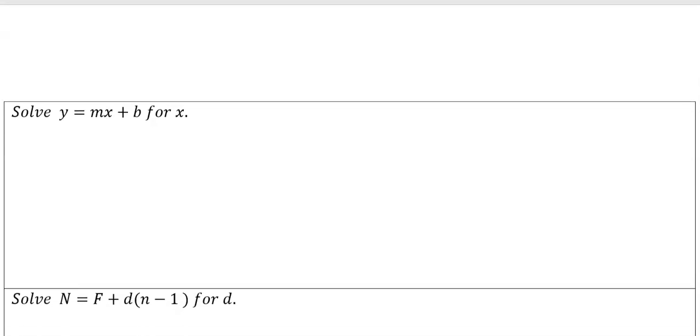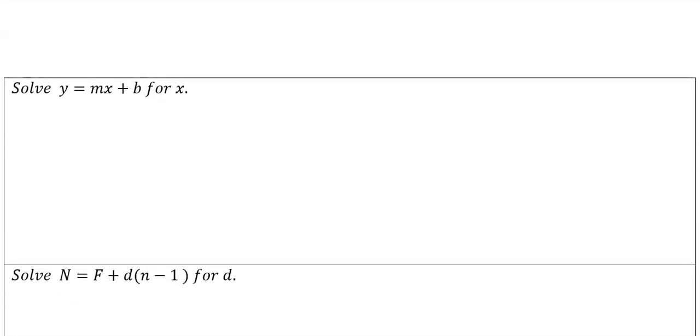Alright, so let's scroll down and see what we have. Here we're going to add another step. In this next problem, we're going to solve y equals mx plus b for x. So I'm just going to rewrite the problem here. Y is equal to mx plus b. And we want to solve for x. So here we do have to use the addition property of equality.